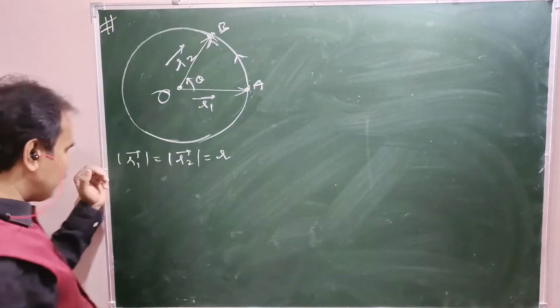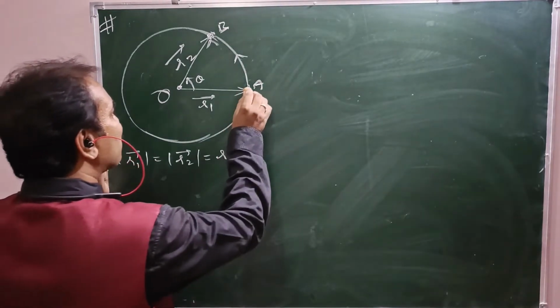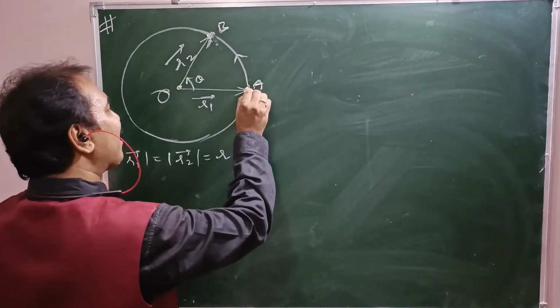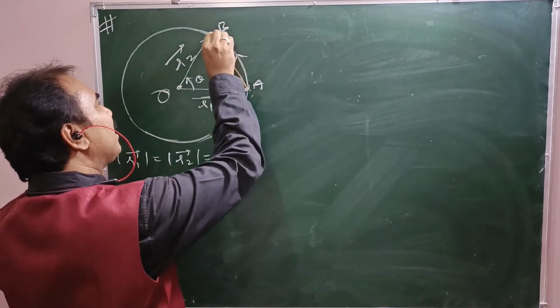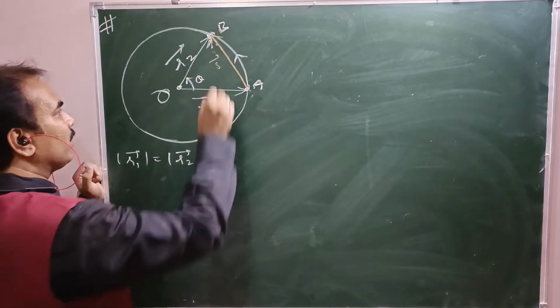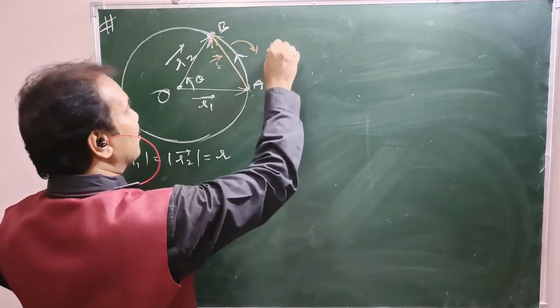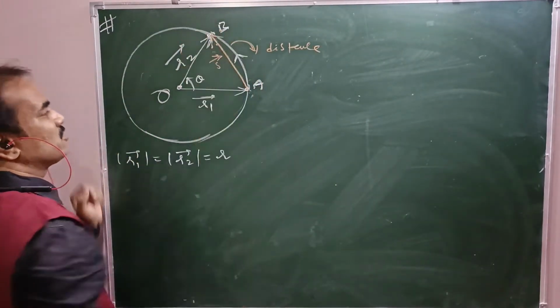Now, what about displacement? Displacement is a line segment joining the initial position to the final position. See, this is the initial position, this is the final position. Now, take a line segment and join from initial to final with an arrowhead. So, this is the displacement, S bar. This is the distance, and this is the displacement.